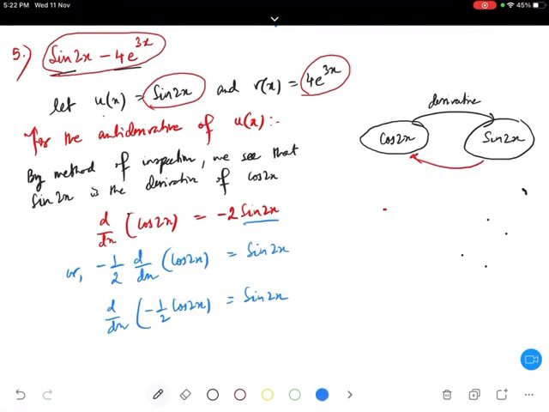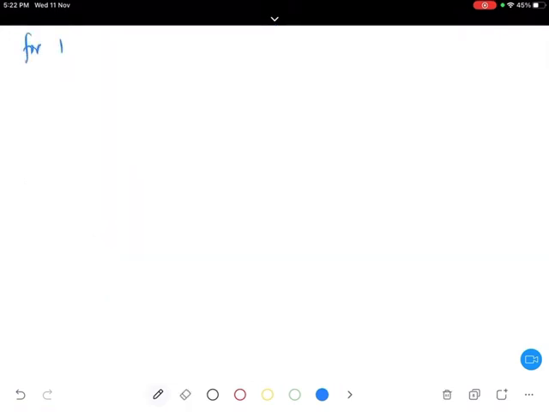So write down, hence the antiderivative of sin 2x is minus half cos 2x. Now after doing this, we have to look at the vx function. So we have found out the antiderivative of ux. Now let us find for vx. So we'll write for the antiderivative of vx. What I will do in here, so we have the vx function, what is it?